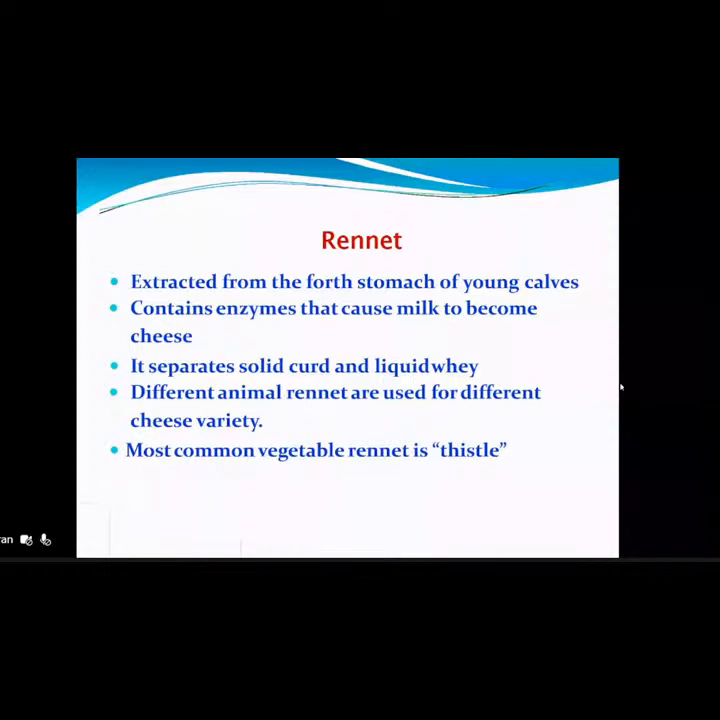And we can get different types of cheese, but one famous variety is available, that is thistle. Actually, thistle is a type of cheese which has good quality, produced from milk by using rennet. Right. Next slide, please.